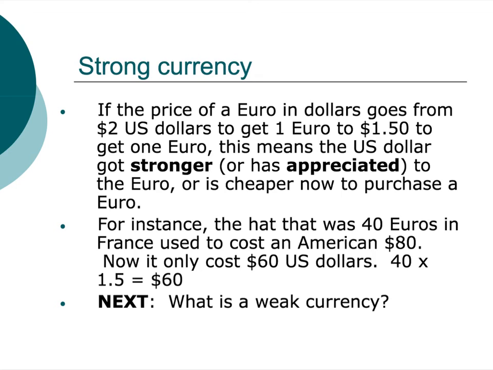If the price of a euro in dollars goes from $2 to get 1 euro to $1.50 to get 1 euro, this means the dollar is getting stronger or has appreciated. It now takes less dollars to buy 1 euro. So for instance, now that $80 hat we bought before with the new exchange rate only costs Americans $60, which then means Americans are much more likely to buy European goods because we just see the price has gone down by $20 when we exchange currencies.